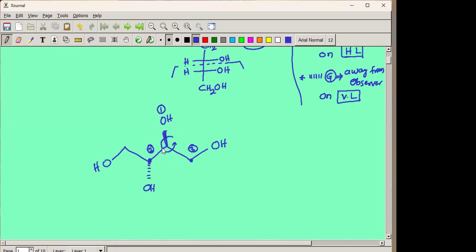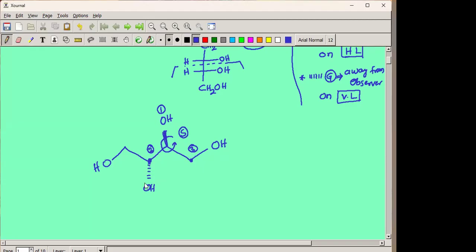Is this rotation clockwise or anti-clockwise direction? Anti-clockwise, sir, anti-clockwise direction. So here the hydrogen which is present on the vertical line, we consider as the fourth priority group present on the vertical line. So that's why this is an S configuration, right? So the configuration at the center is S.